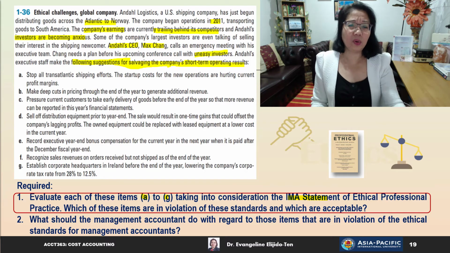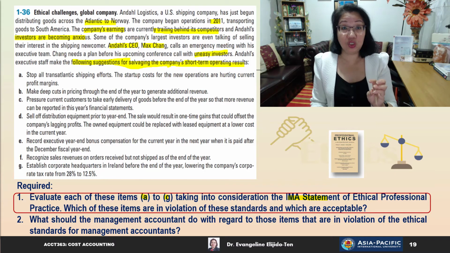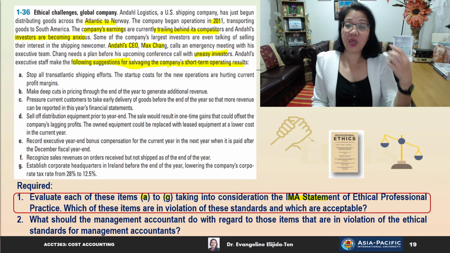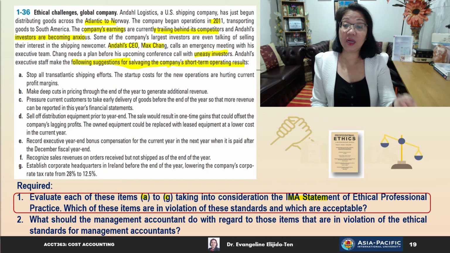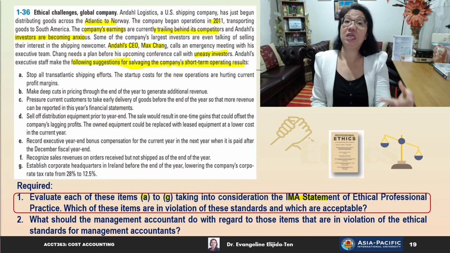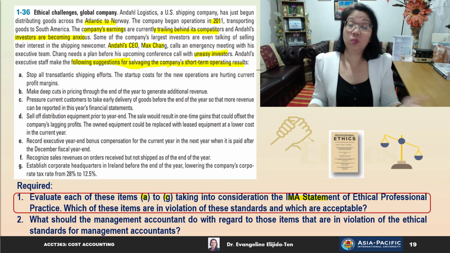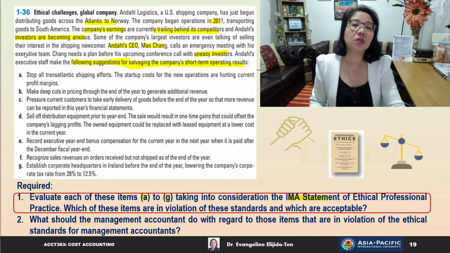All right, so let us have a look at each of these suggestions one by one so that we can determine whether they are in violation of the standard, and if they are in violation of the standard, which particular standard. Is it competence, confidentiality, integrity, credibility? And if they are acceptable, then we'll explain as well. All right, so let's go to A.